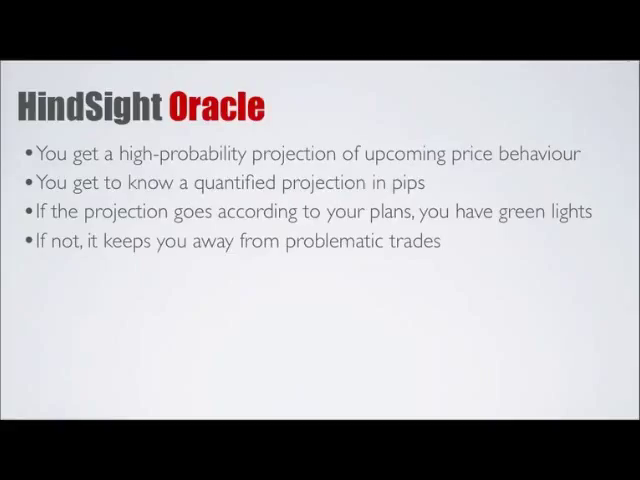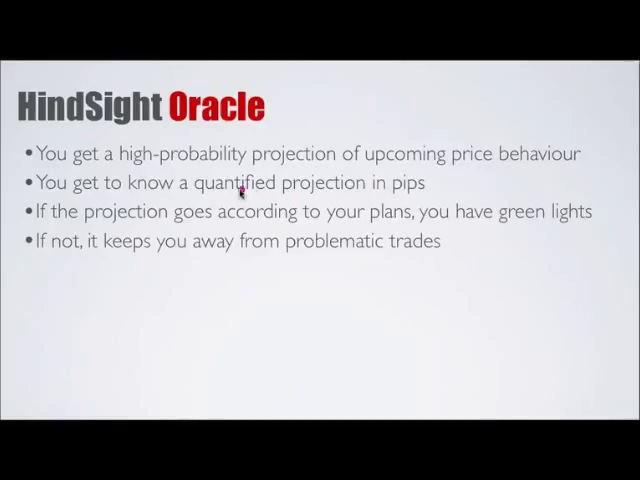All right. Second, you get a quantified projection in pips. Remember, the indicator gives you the projection in 5 bars time, in 10 bars time, and in 20 bars time, and it gives you the specific amount of pips as of how far price may move in the upcoming future. Okay, that gives you a very set and fixed mind frame to work on, because you know the exact amount of pips you can expect price to move as per that projection.